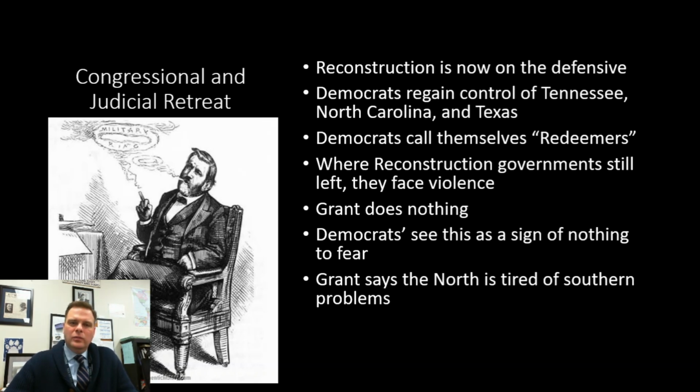And so when these Reconstruction governments go to ask for help, Grant's too busy, like I said, with his own scandals, his own problems. And basically he says that the North is really tired of trying to fix the South's problems. They're going to have to fix it themselves. And as you can see, here is Ulysses S. Grant right there smoking, if my picture isn't blocking it. He actually smoked up to 20 cigars a day. Ultimately, he will die of tongue cancer.